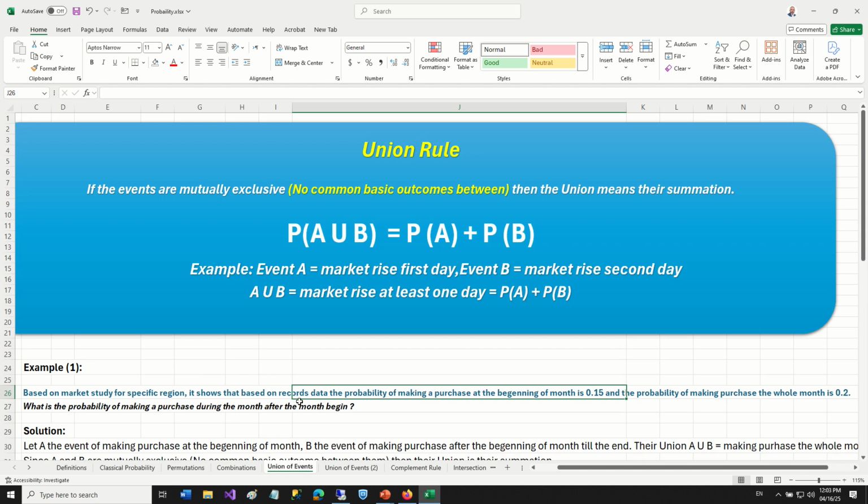Now let us look at the union rule in probability. If the events are mutually exclusive, meaning there are no common basic outcomes between them, then the probability of A union B equals the probability of A plus the probability of B. So for example, if event A is the market rising on the first day and event B is the market rising on the second day, then A union B equals the market rising at least one day, which is the probability of A plus the probability of B.